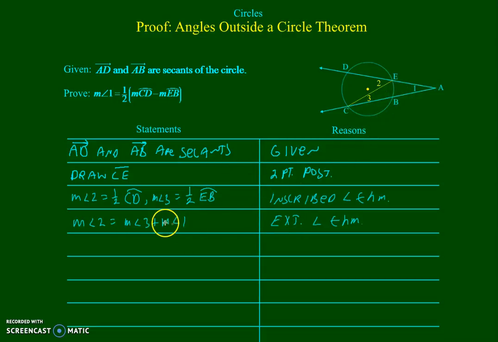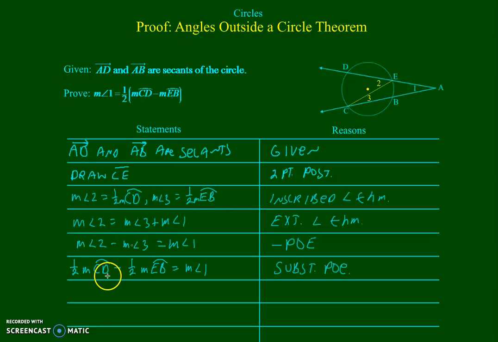And so now what we have to do is get this angle by itself. We have to have angle 1 all by its lonesome on one side of the equal sign. And so we're going to have to subtract the measure of angle 3 from both sides. Now we need to convert our angles to arcs. So we have the conversion factors here. Measure of angle 2 is 1/2 CD, and the measure of angle 3 is 1/2 EB. So I'm going to make those substitutions here. So we've substituted the measure of arc CD for angle 2 in here, and the measure of arc EB for angle 3 in here.